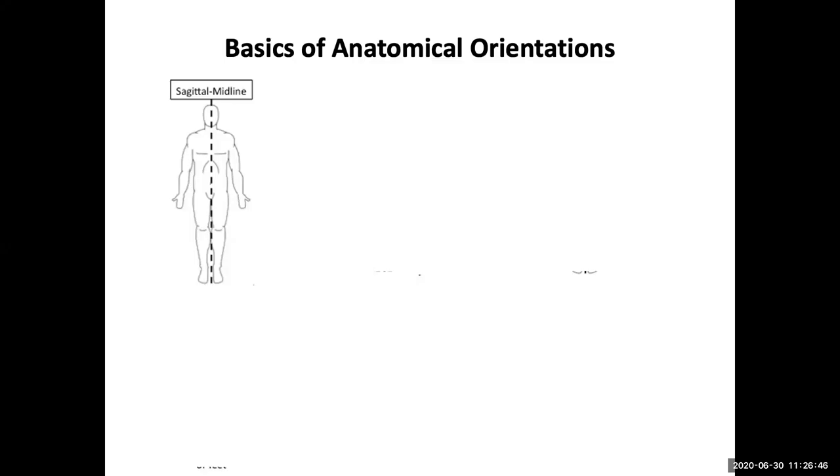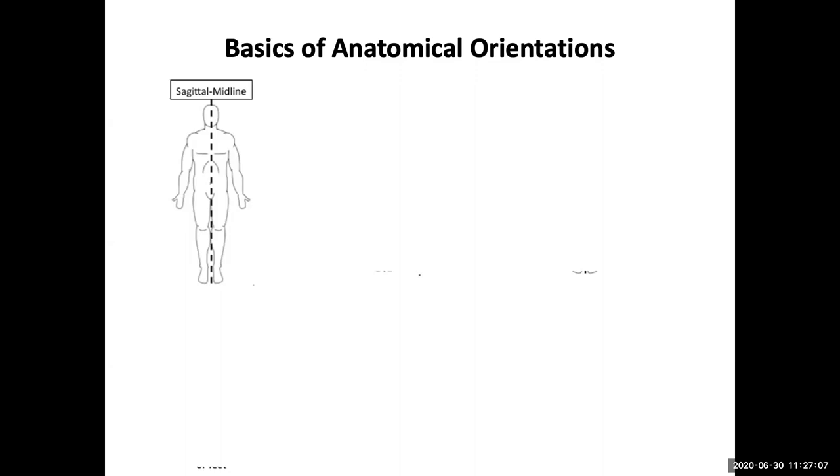So how are we going to go about getting this communication down so that everybody knows what we're talking about? Well, let's start with some basic anatomical orientations. When we're talking about basic anatomical orientations, we're talking about the planes of the body that we looked at previously. And so let's start with the issue of coming off of the mid-sagittal line. That is the even division of the body.